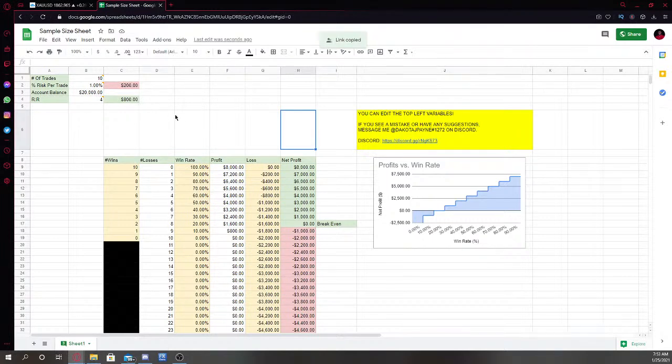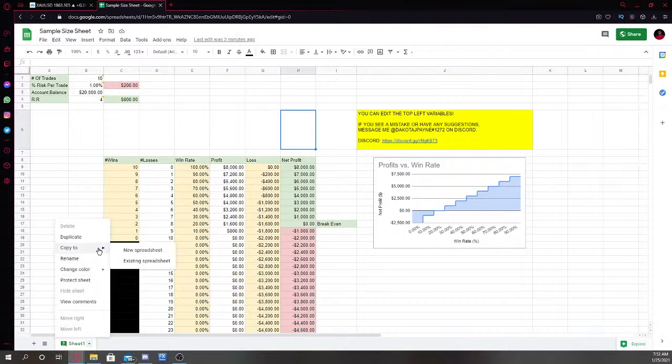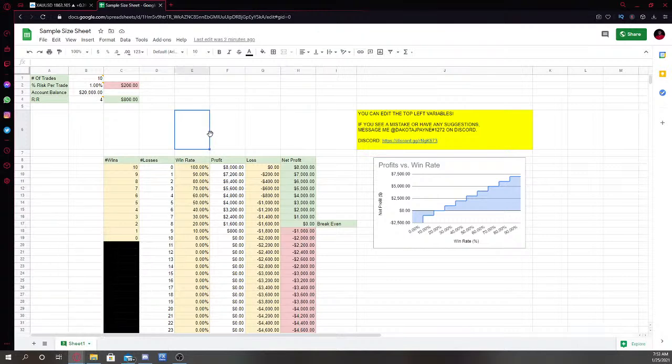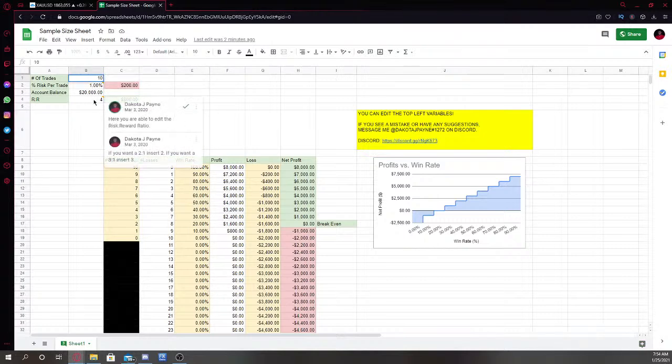But you can go ahead and make a copy of it. It's pretty easy to make a copy. You just right click down here, you say copy to, new spreadsheet, and it'll make a new one for you in your own Google Docs or Google Sheets. But yeah, you can change every single one of these variables, but everything else is not changeable. I made sure it's locked so you can't change it.